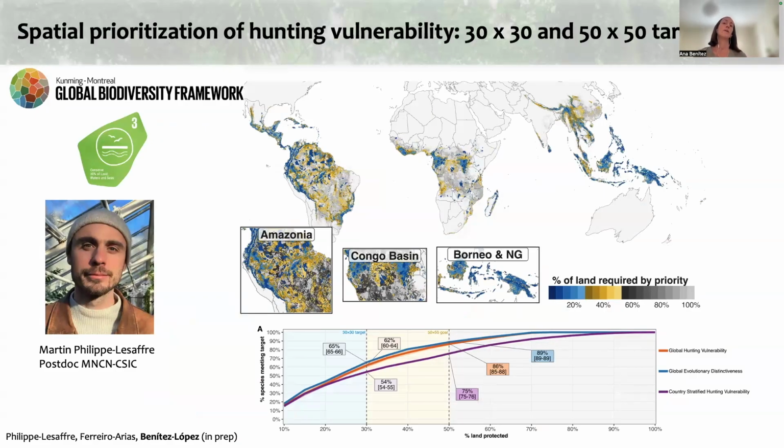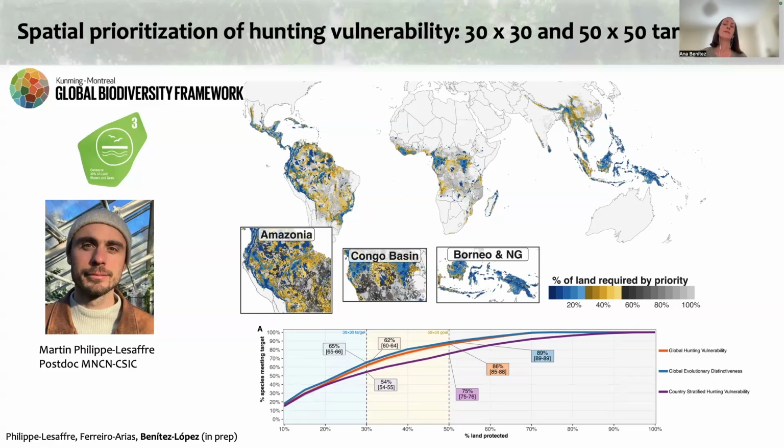Here we were focusing on the Global Biodiversity Framework targets, especially target 3, which states that we should protect up to 30% of the land of the Earth by 2030, and maybe 50% by 2050. Well, the target now is 30 by 30. So we did a spatial prioritization analysis, looking at where we should allocate conservation actions for protection. It could be strict protected areas, but it could be community-based forests or other necessary actions.